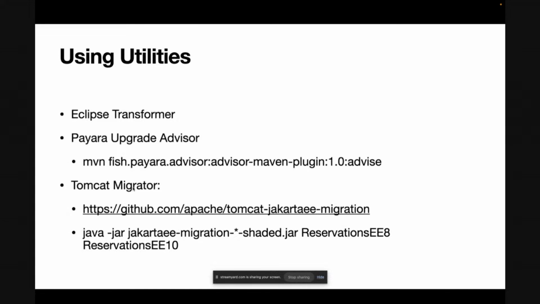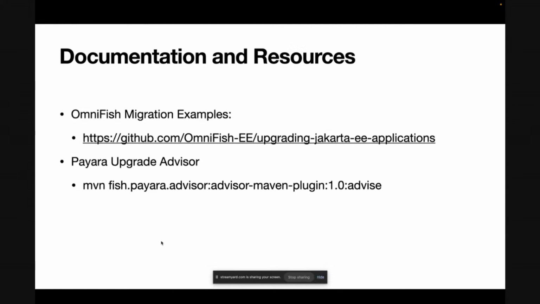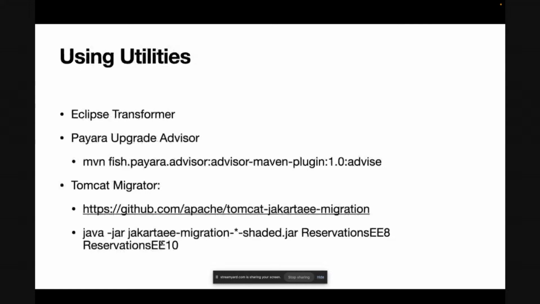Another tool that you may want to use is the Tomcat Migrator. I'm not going to show you exactly what the output looks like, but I can show you the line of code you would use. You just use a JAR to apply it to a directory or a WAR file or something of the sort to convert it. What this line of code is doing is taking everything in the Reservations EE8 project, migrating it, and copying it to the Reservations EE10 location. It should enable you to deploy directly to a Jakarta EE 10 compatible container.